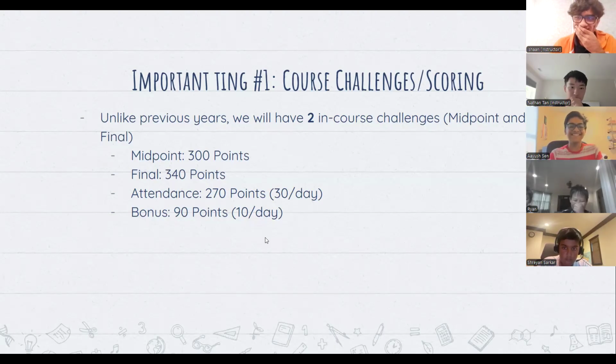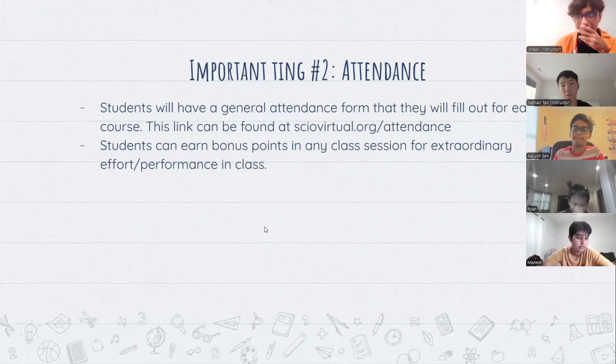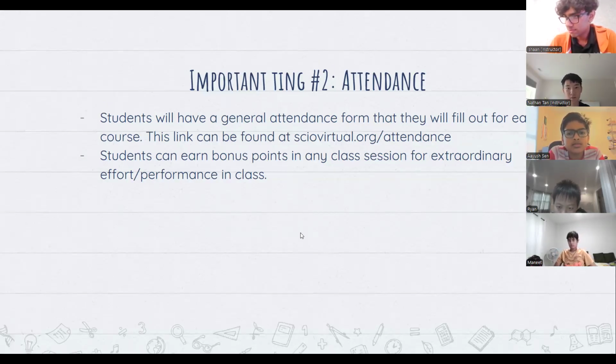I think that's about it for this slide. These are just ways to earn points: midpoint, final, attendance, and bonus, like for participation. For attendance, you'll have to fill out an attendance form after every course. We'll send out the link at the end of the class. And if you are very good with participation and you're always paying attention and we see that, then we can give you bonus points for being a good student.